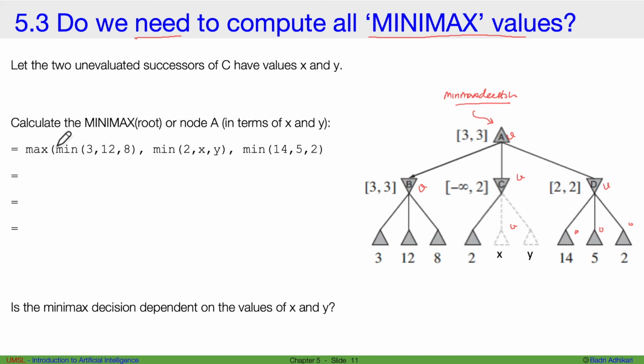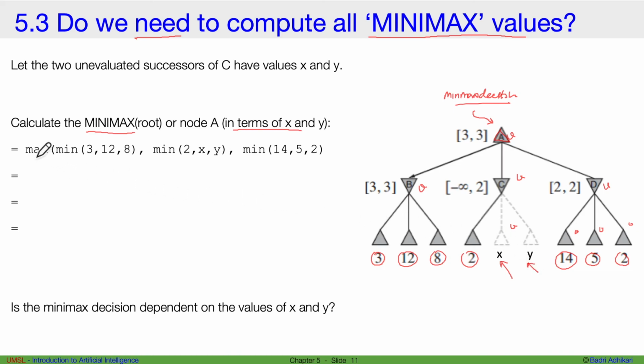Say we want to calculate the minimax value of the root node A in terms of x and y. Let's say we have utility values associated with our leaf nodes as shown here. And let's say we don't know the utility values associated with these two nodes, but we know everything else. Let's see if our minimax decision, that is calculating the minimax value at node A, depends on these two utility values or not.